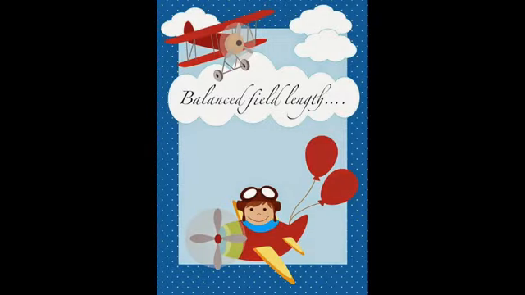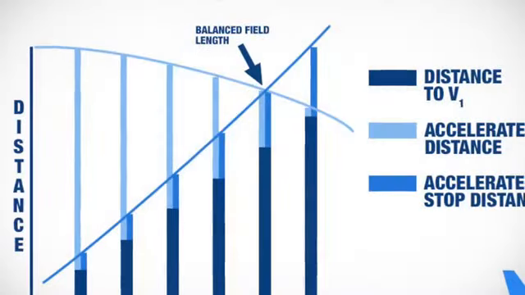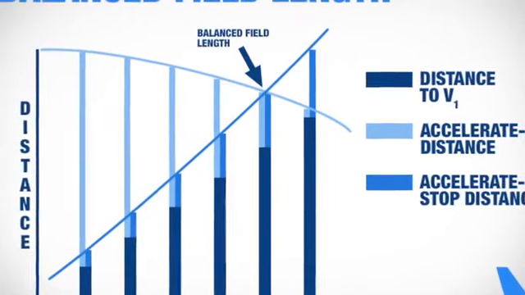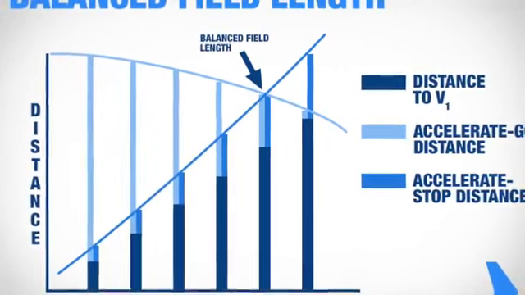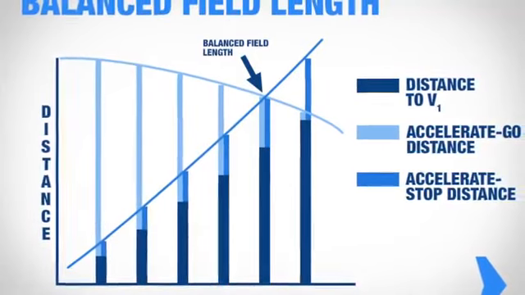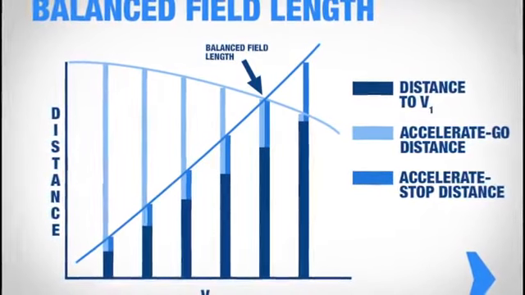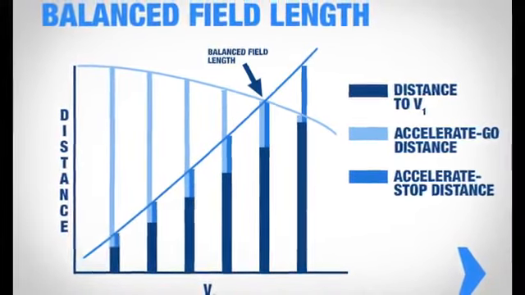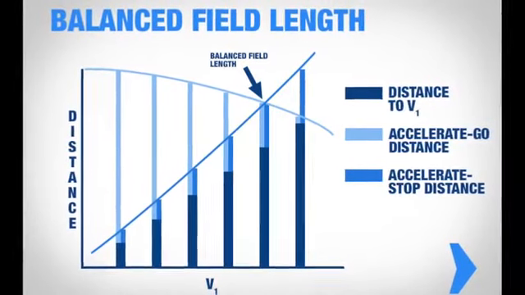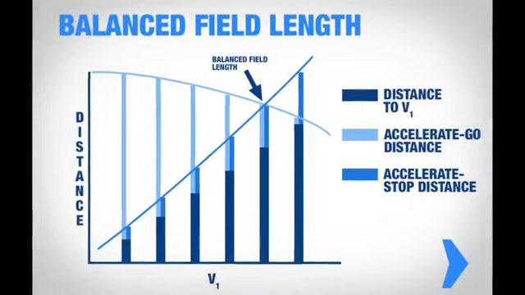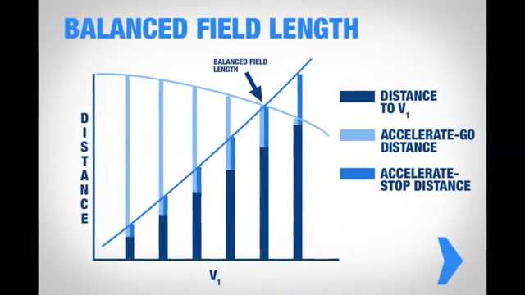Balanced field length. A balanced field takeoff is a condition when the accelerated stop distance required is equal to the takeoff distance required for the aircraft weight, engine thrust, aircraft configuration and runway conditions. The shortest runway length that complies with safety regulations is the balanced field length.